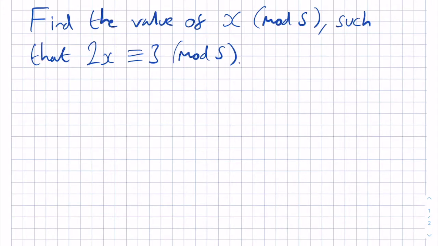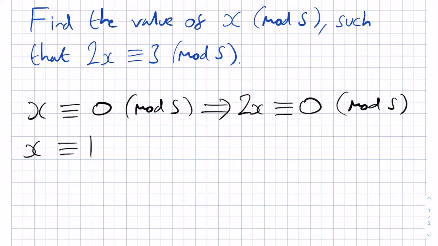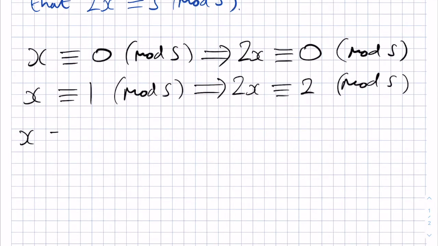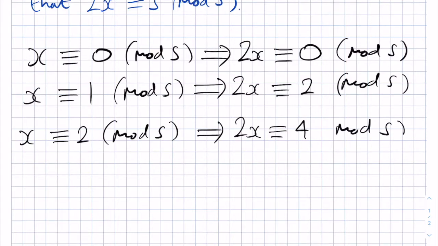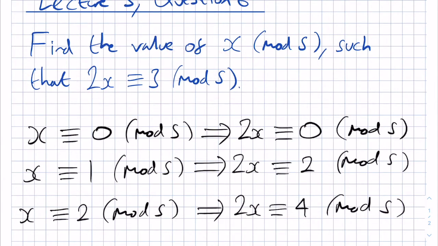In the first case, which is x being congruent to 0 mod 5, we have that 2x is also congruent to 0 mod 5. Next we have x being congruent to 1 mod 5. Well then 2x is congruent to 2 by multiplying mod 5. Next we have x being congruent to 2 mod 5. This gives us that 2x is congruent to 4 mod 5. Again, we're looking for 3 here as part of our equation.